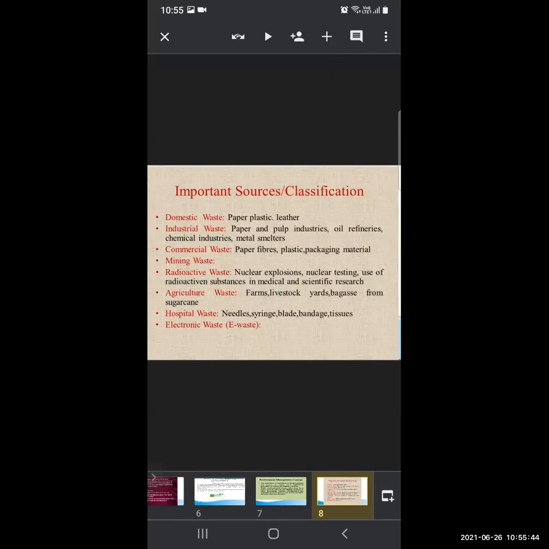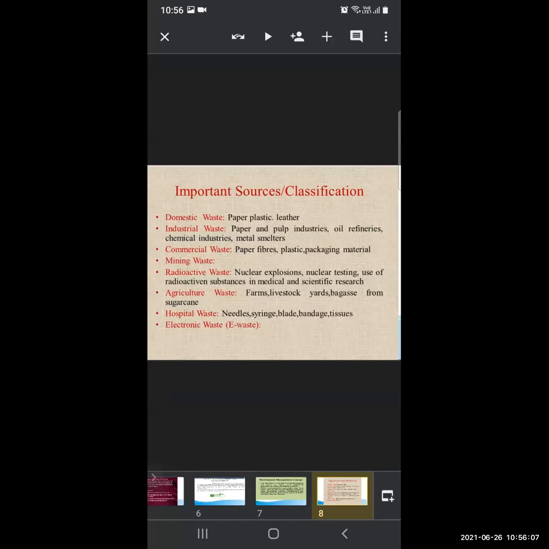Domestic waste, that is plastic, paper, plastic and leather. Industrial waste: paper and pulp industries, oil refineries, chemical industries, metal smelters. So these are the sources, where it comes from. Plastic, paper in domestic waste from the house.